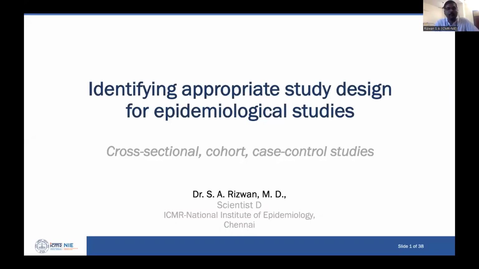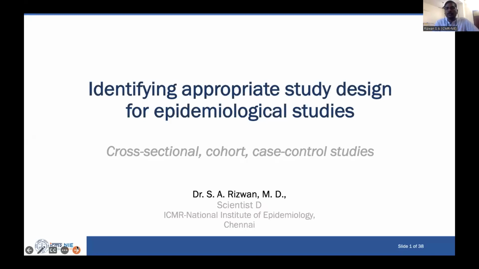So the title is Identifying Appropriate Study Design for Epidemiological Studies. We are going to look at 3 important and commonly used study designs in epidemiology: cross-sectional study, cohort study, and case control studies.